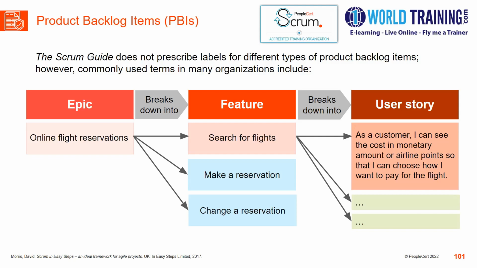So this is the way by which you can break down your features into user stories, which can be worked upon by the development team. These product backlog items in the form of user stories can be used by the development team for estimating their efforts and developing the overall plan for the development efforts.